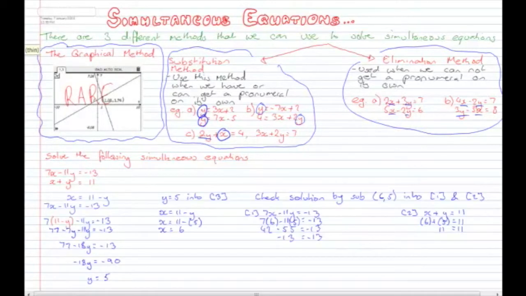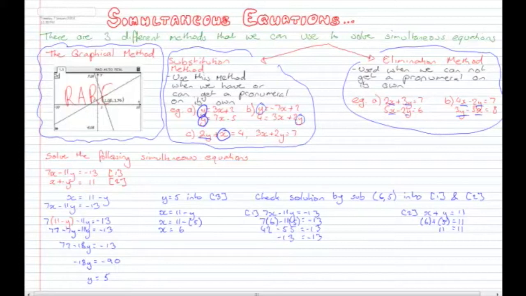Alright, so solving the following simultaneous equations, you got 7x minus 11y is equal to negative 13, and x plus y is equal to 11. Let's call the top one equation 1, and the second one equation 2. Okay, so let's have a look if we're going to use the substitution method or the elimination method. Now because there's a coefficient out the front of the x here for the 7, and the coefficient out the front of the y being negative 11, it means that at the moment it could possibly be the elimination method that we're using. Come down to this one though, we've got the x and the y with no coefficient, so it means that we can actually use the substitution method in the end after all.